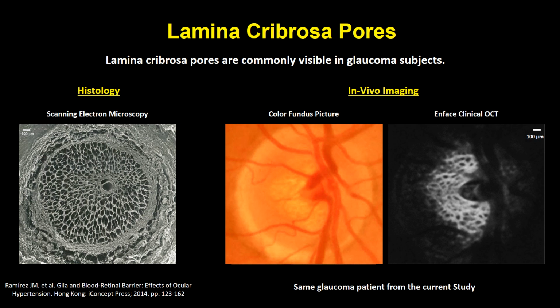On the left is a SEM image of human lamina cribrosa. And for comparison, here on the right are two optic nerve head images from one of our glaucoma patients, imaged using a fundus camera and a clinical OCT device.